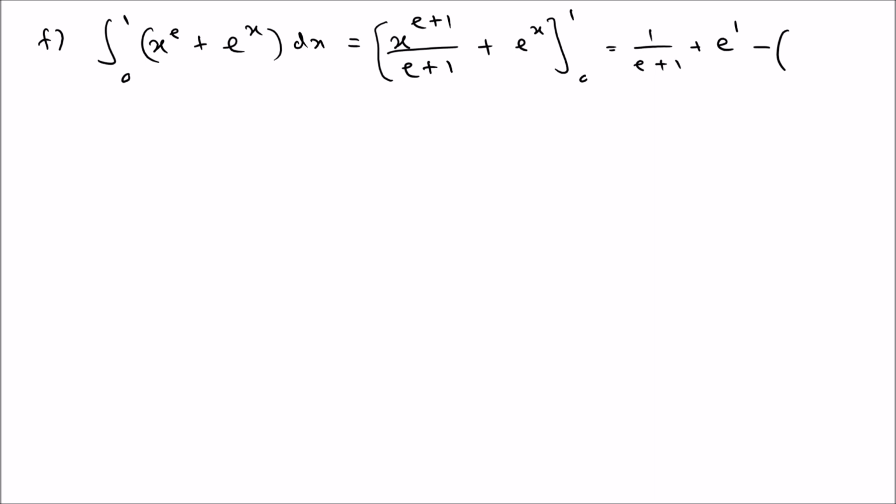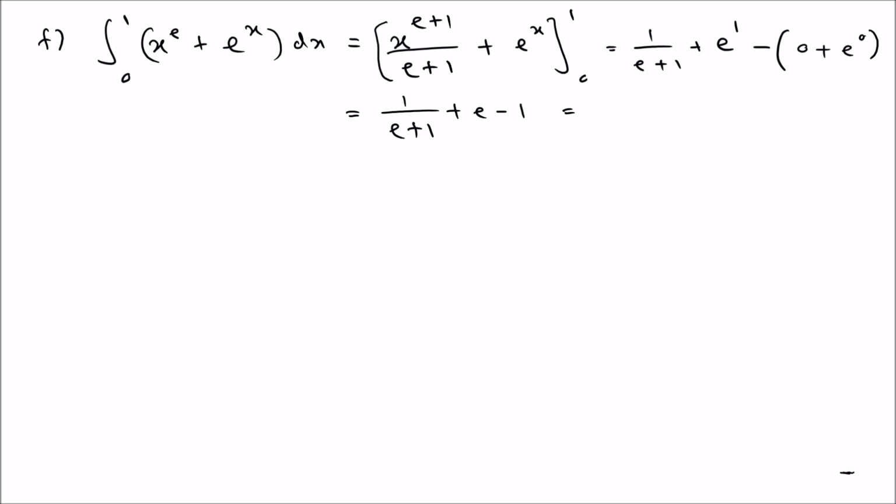And then you plug in 0, so this is gone, and then plus e to the 0, which is 1. So if you simplify this, you can see e to the 1 is e, and then e minus 1. Okay, so you're going to get 1 over e plus 1 plus e minus 1.